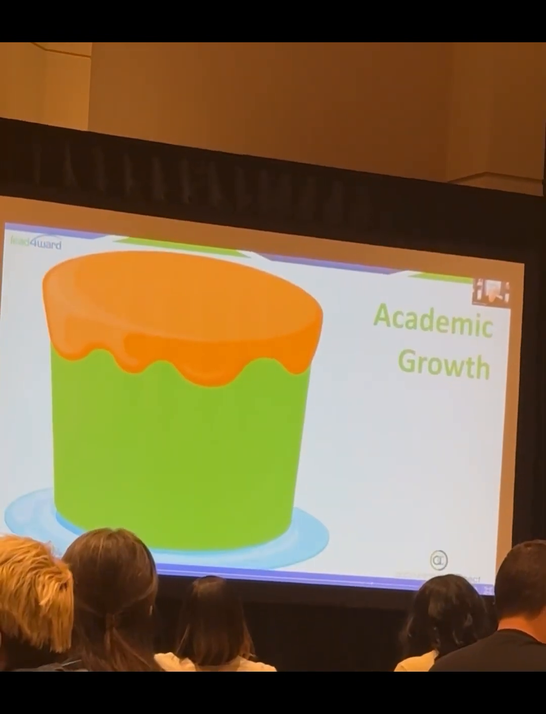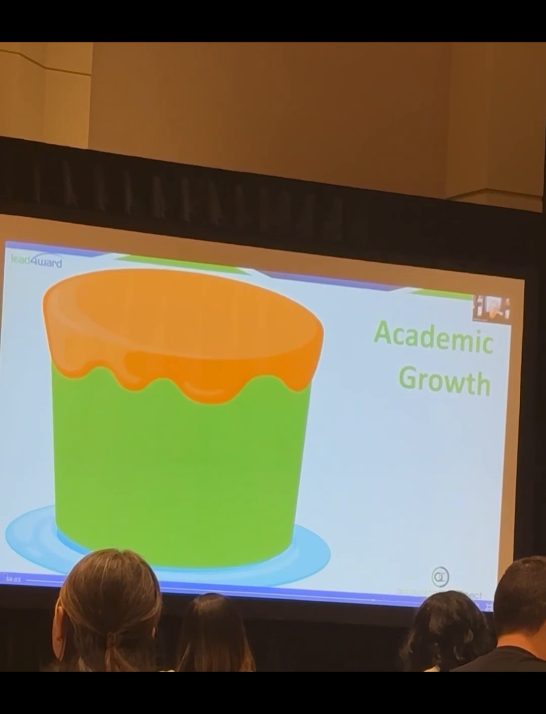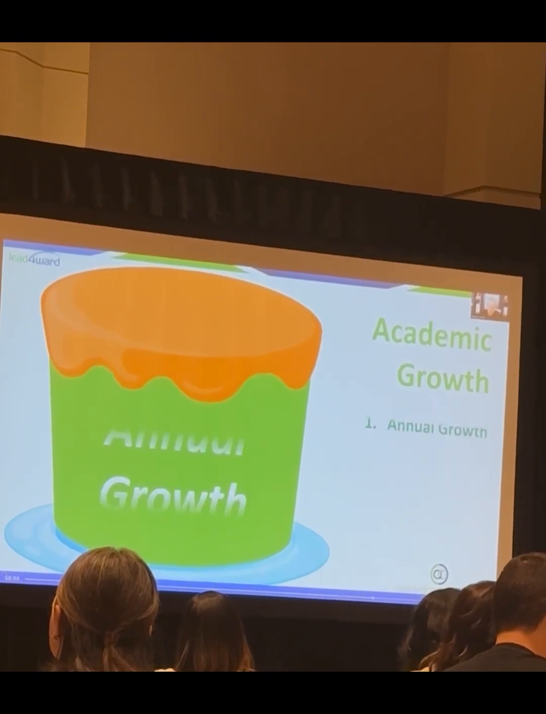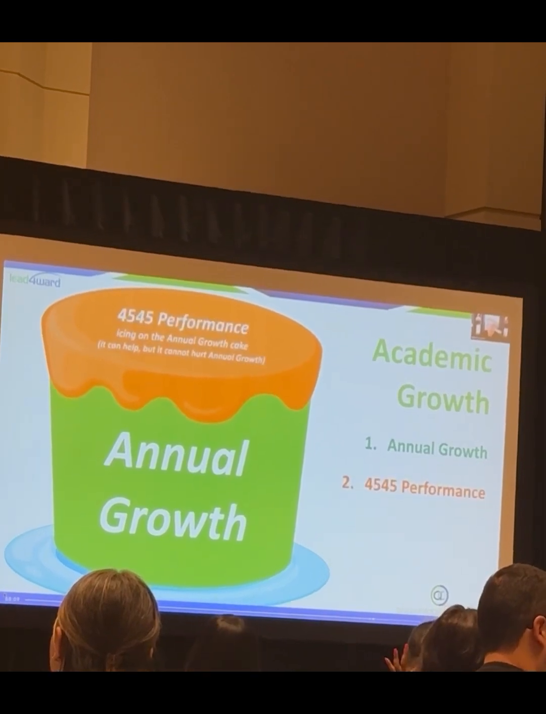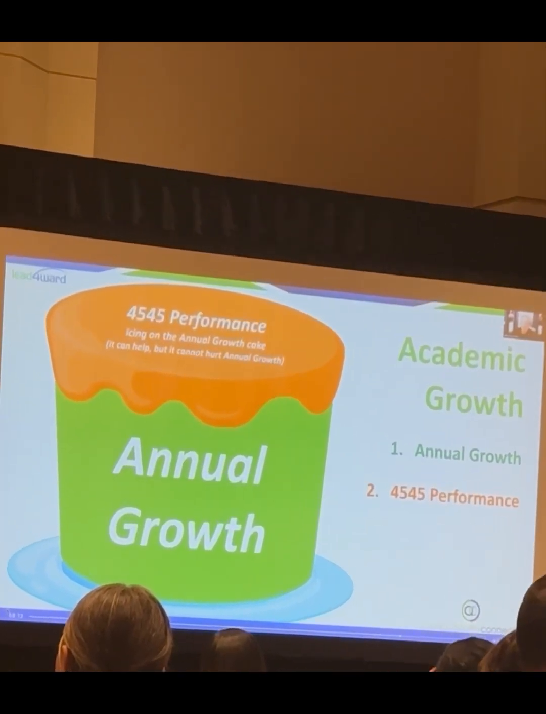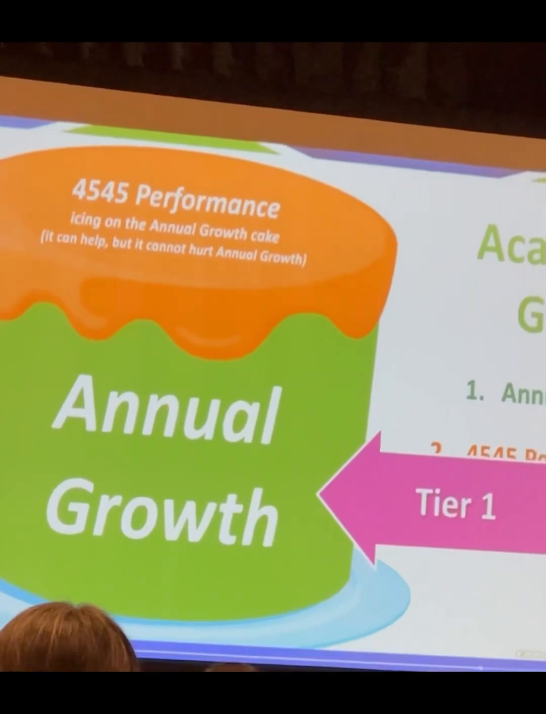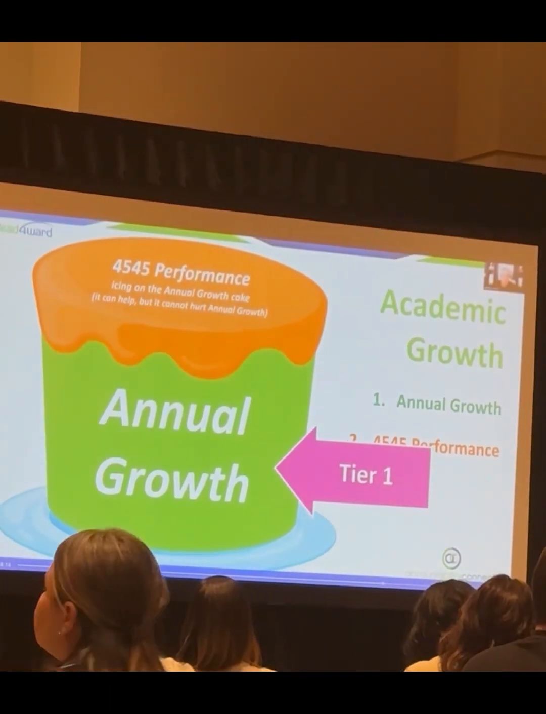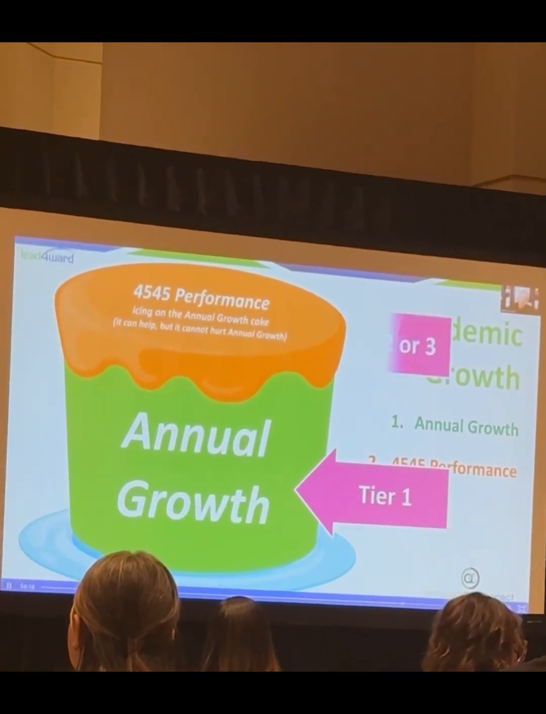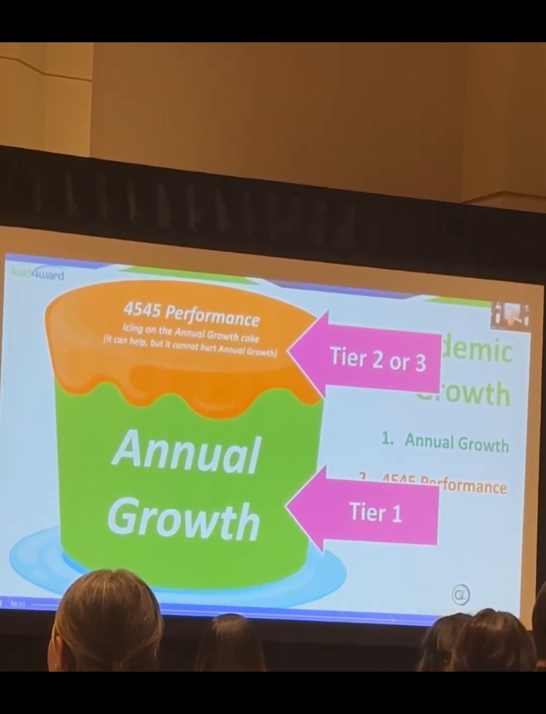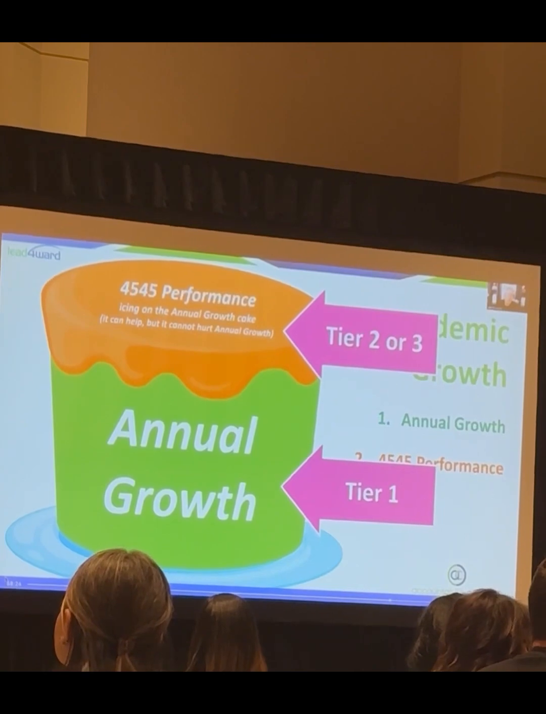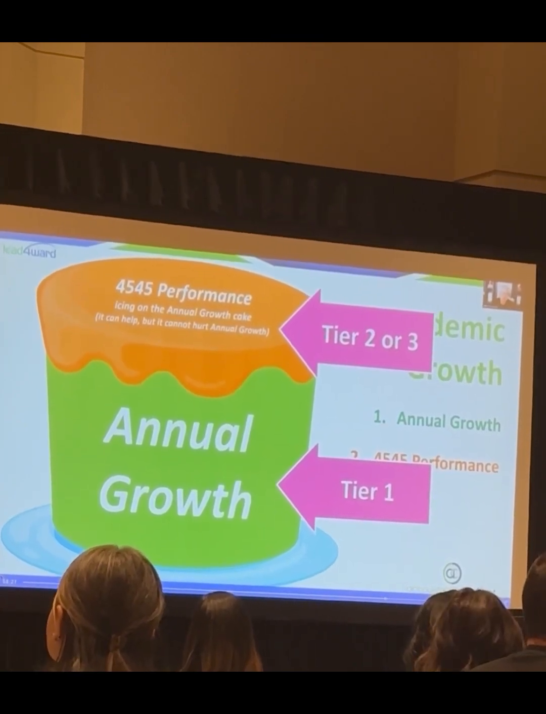Now, another way, and many of you know I like cute little pictures to try to depict things. I think annual growth is the cake, and 45-45 is icing on the cake. I think annual growth is essentially an evaluation of the effectiveness of Tier 1 instruction, and 45-45 is, in short, an evaluation of the effectiveness of our Tier 2, Tier 3 intervention.